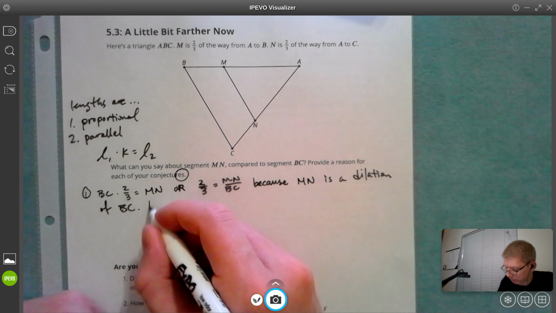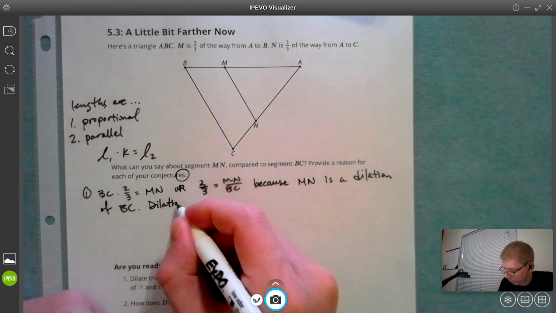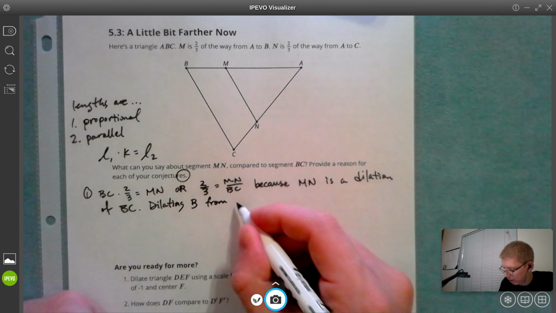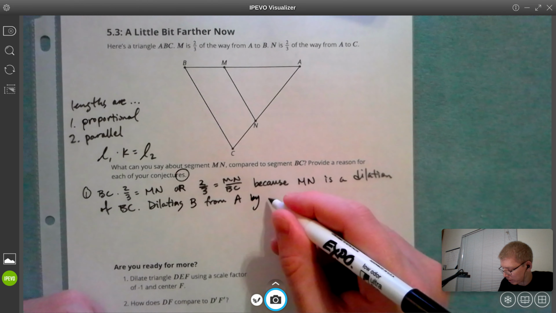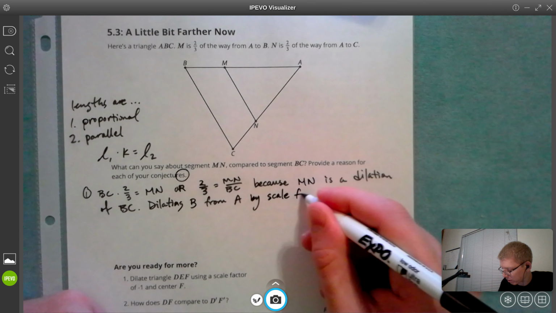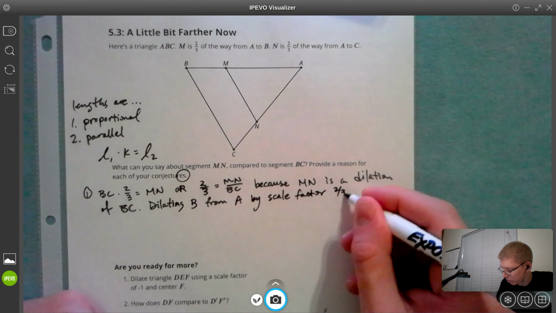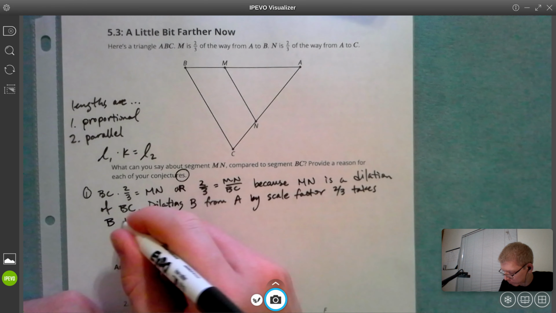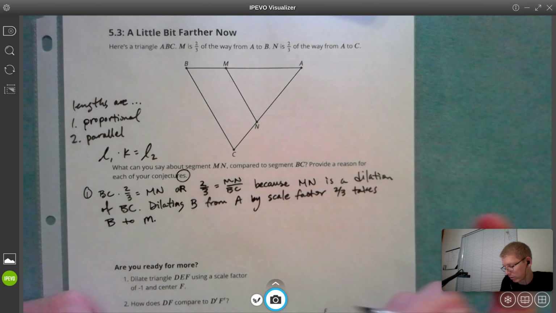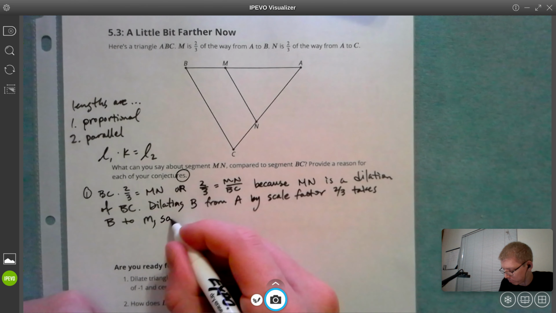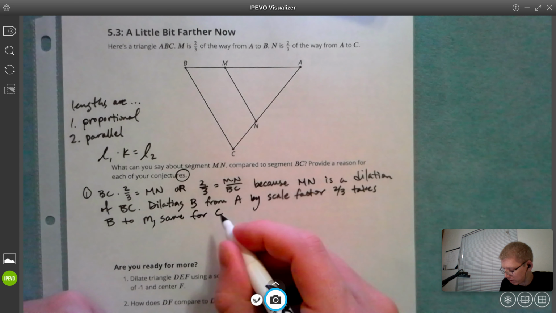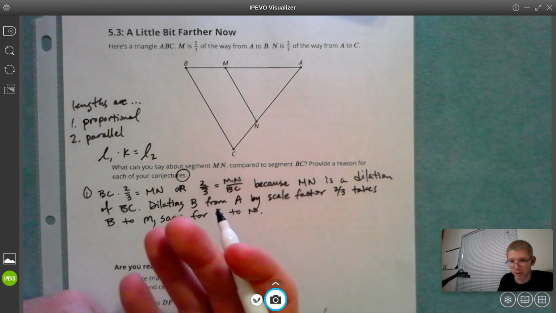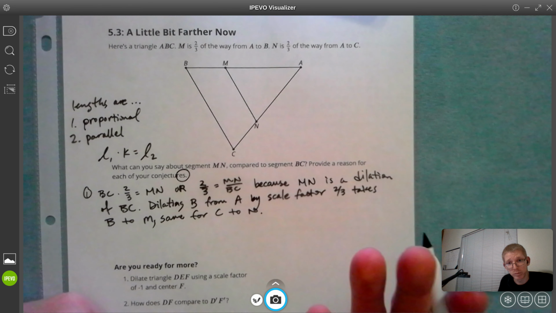So dilating B from A by scale factor 2/3 takes B to M. Okay? And then we do the same thing for C to N. Same for C to N. Okay? And then so what do we know? We know that all distances in dilated figures get multiplied by the scale factor.